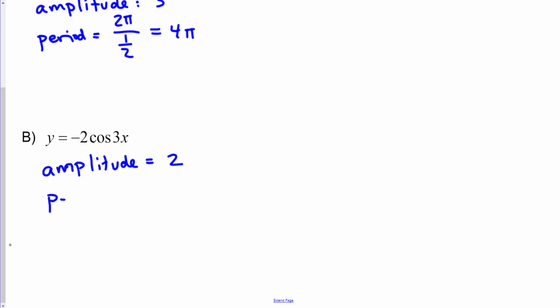The period change here is 2 pi over the absolute value of the number multiplying x, or theta, whatever the case may be. So in this case, the period change is 2 pi over 3.